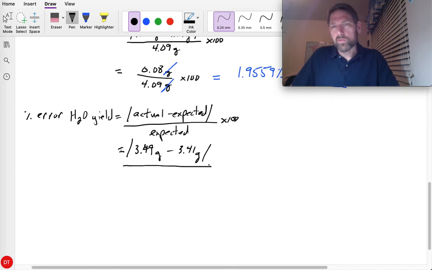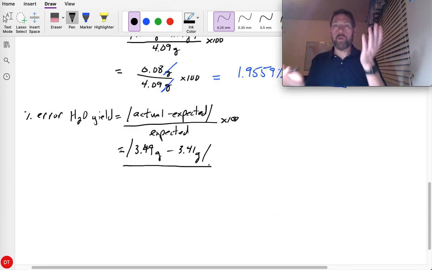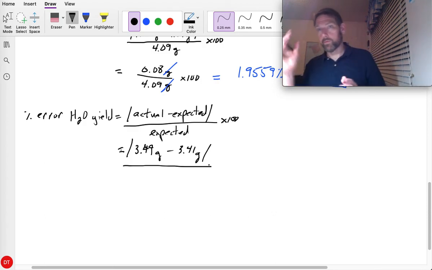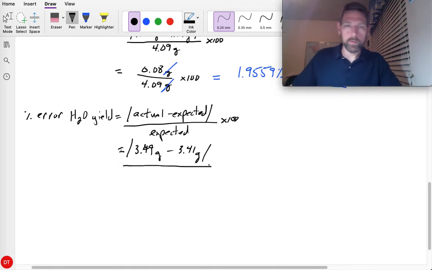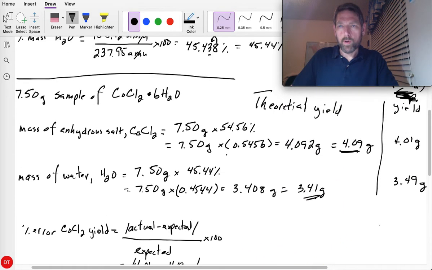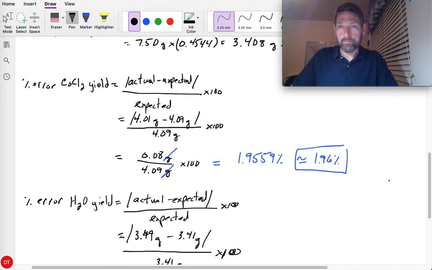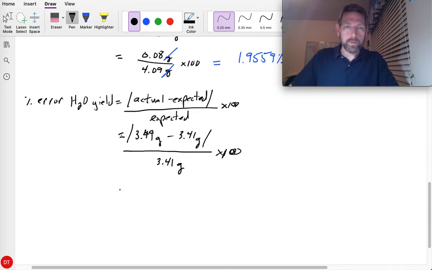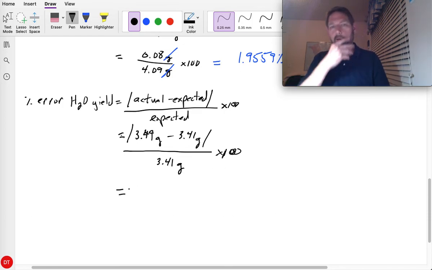You should notice you really can't make more water than you're supposed to, but remember it works on both sides. We've already talked about how error can be the same magnitude, one way or the other, positively or negatively, so to speak. And again, that's divided by 3.41 grams times 100. Remember, we expect to get 3.41, even though we actually got 3.49. What you expect represents the 100% of everything, right?